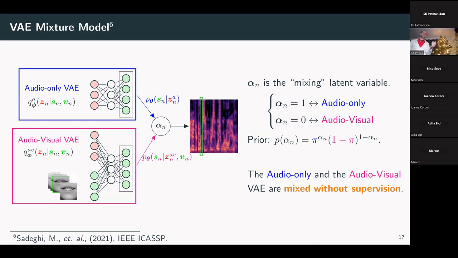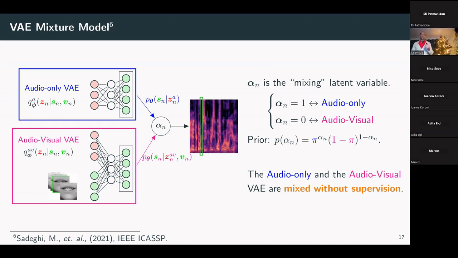And if we had other options, like we could use a video-only VAE maybe, and we could assign it to many different models, but we kind of proved the interest of this model with these two VAEs, right? And the thing here is that this choice of using the blue one, which is the audio only, or the magenta one, which is the audiovisual, is done in an unsupervised way. Like the value of this mixing latent variable will be chosen again just simply to maximize the log likelihood, right?